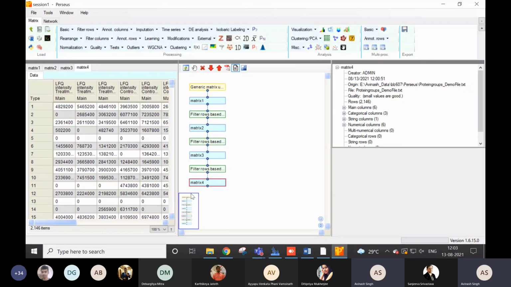After the filtering, we usually rename the columns if the name is different.